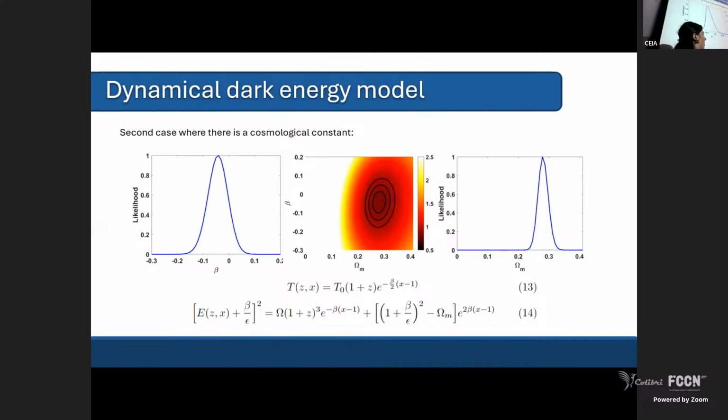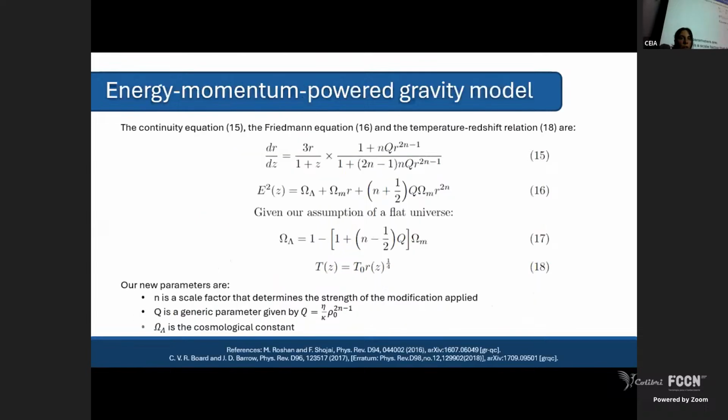So we can only use beta because we can write the cosmological constant in terms of beta. So we only have beta again, and the omega matter is a bit more what it's supposed to be. So this gives us a sign that it needs a constant there. We also see now the energy momentum power gravity model. This is another alternative to a cosmological constant to explain the acceleration of the universe.